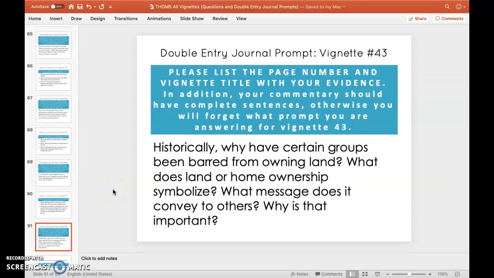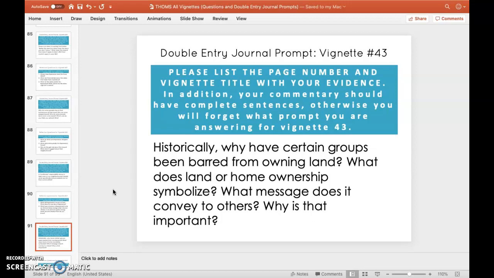So your double entry journal prompt is as follows. Historically, why have certain groups been barred from owning land? That means that they're not allowed. What does land or home ownership symbolize? What message does it convey to others? So what message does it mean to other people? Why is that important?